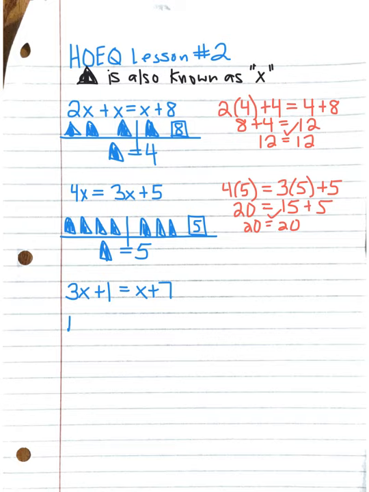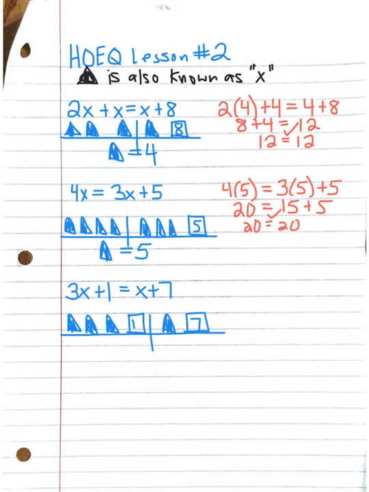All right, so our 3x's become our 3 triangles plus a weight of 1, which have to be balanced with 1 triangle and a weight of 7. This one might be a little bit tougher. You might need to guess and check. In a situation like this, you might try 1.